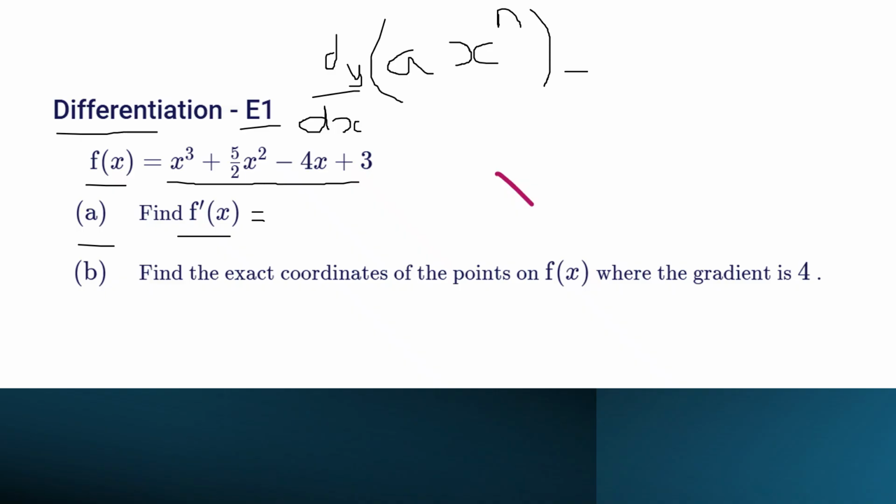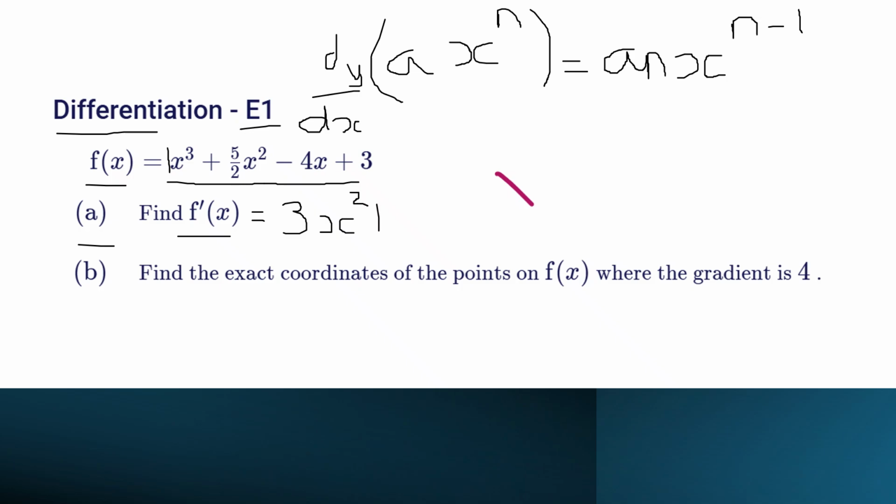This is equal to, so the power comes down as a multiplier. So we have n times a, we have x, and then we knock off from the power. So we reduce the power by 1. Okay, so the power goes down by 1. So here, x cubed, so think of it as a 1 here. I do 1 times 3 is going to be 3. Then I've got the x. Then I knock off from the power, so the power goes down by 1, reduces by 1, becomes a 2.